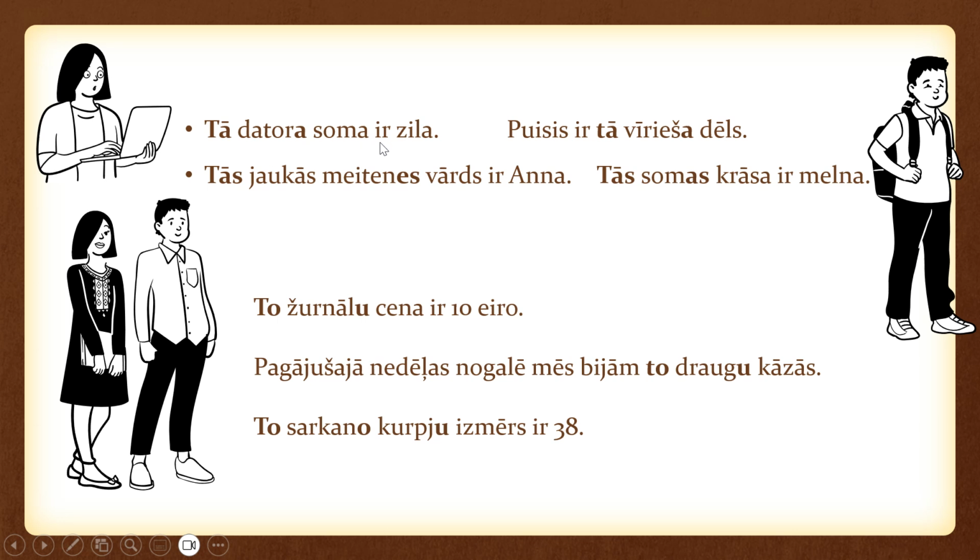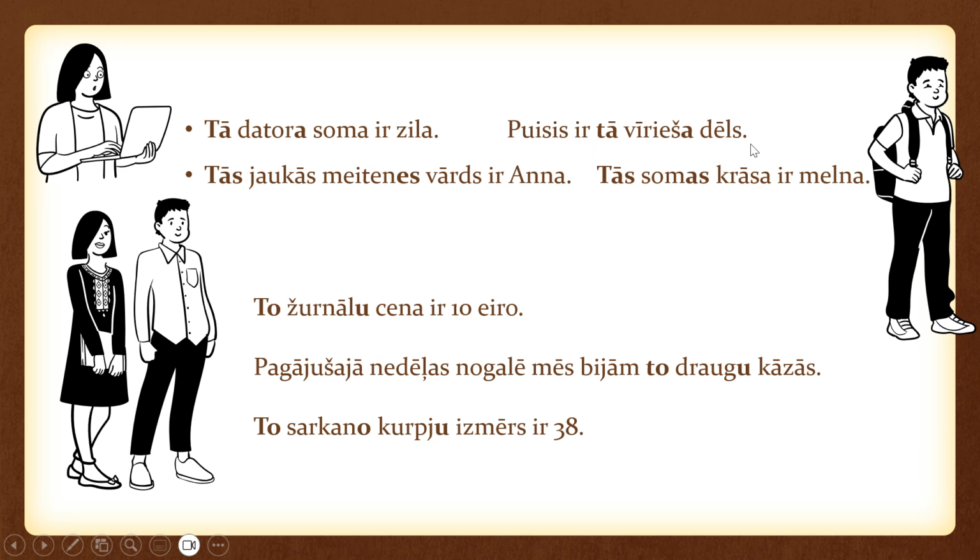Tā datora soma ir zila. The sentence is soma ir zila, the bag is blue. Then we use a noun: the computer's bag is blue. And then we also add "that": that computer's bag is blue. Tā datora. So it matches this noun, which is dators, in the genitive form, so tā also.